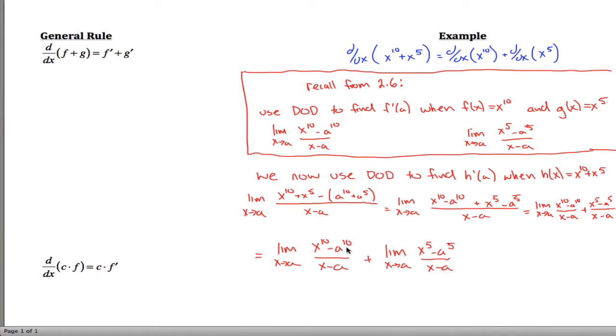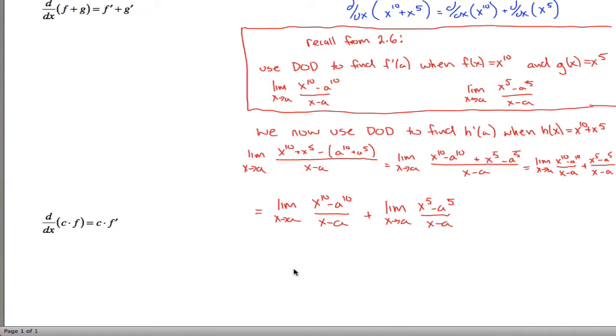Well, look what I have right here. This is exactly this. And this is exactly this. And if you remember what these two things were, this was the setup. This was equal to the derivative, using the definition of the derivative, of x to the 10th. And this was the derivative, using the definition of the derivative, of x to the 5th. These things gave me the derivatives.